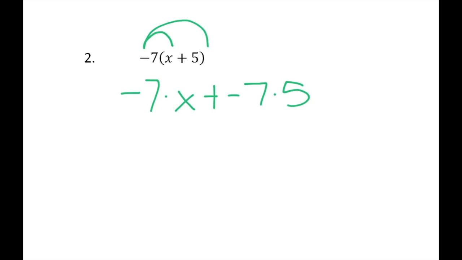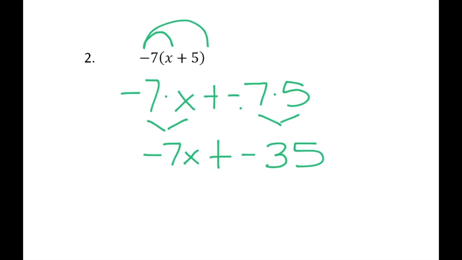Negative 7 times the quantity x plus 5. What am I going to do? Well, parentheses mean do it first, but they also mean times. So I'm going to use the distributive property here. Negative 7 times x. Then I'm going to bring my plus sign down. Negative 7 times 5. Now I'm going to combine what I have here. Negative 7 times x is negative 7x. Okay, and then I have plus negative 7 times 5 is a negative 35.